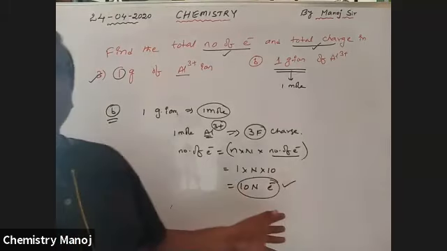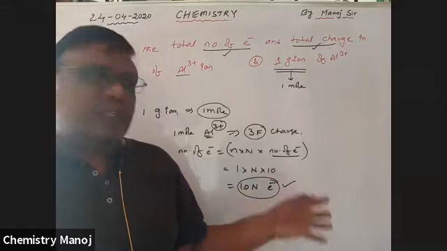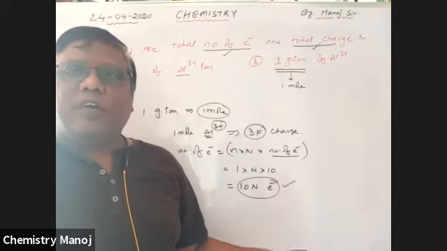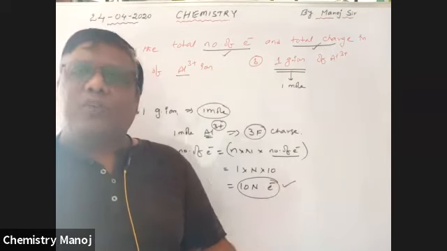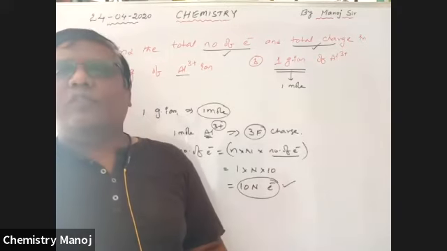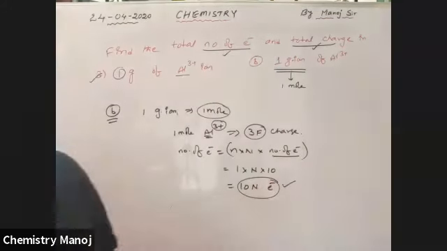So, boys, these are different formulas and different problems based on yesterday's mole concepts. This is very important. 1 gram ion is equal to 1 mole. 1 gram atom is equal to 1 mole. 1 gram molecule is equal to 1 mole. Similarly, 1 gram ion is equal to 1 mole.